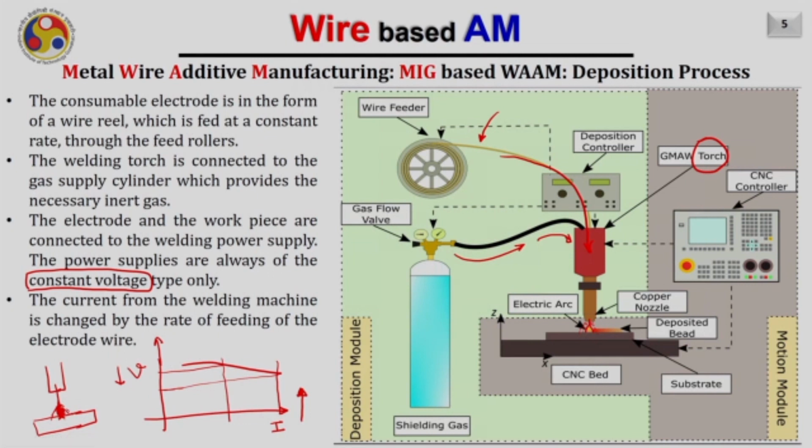So, that is why usually the constant voltage power supplies are used in the case of MIG welding process. The current from the welding machine is changed by the rate of feeding of the electrode wire. So, if the rate of wire feeding is changing, then of course the current supplied will also change. In other words, this current supply is usually directly proportional to the wire feed, that is VW, I am writing right now. It will be helpful for our further discussion.